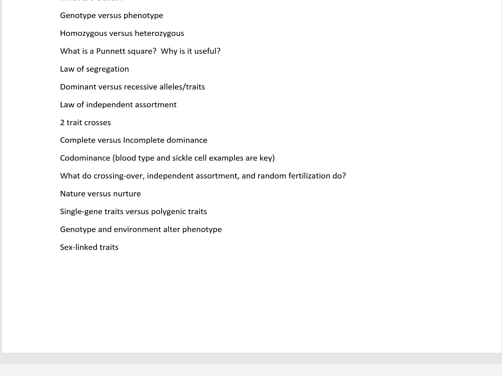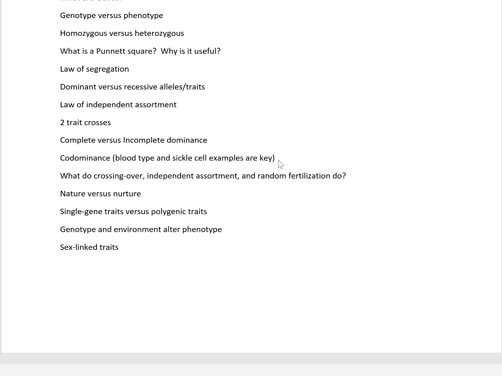Then the next one we have is codominance. I gave two good examples here, both blood type and sickle cell. Codominance means that you can have multiple dominant alleles, where both alleles are going to be expressed equally.